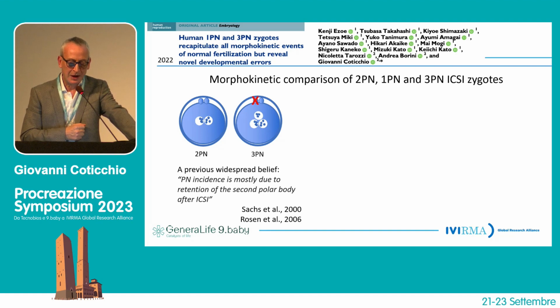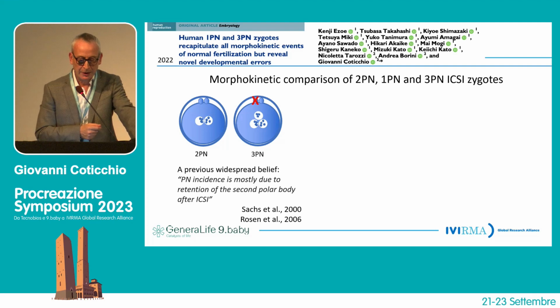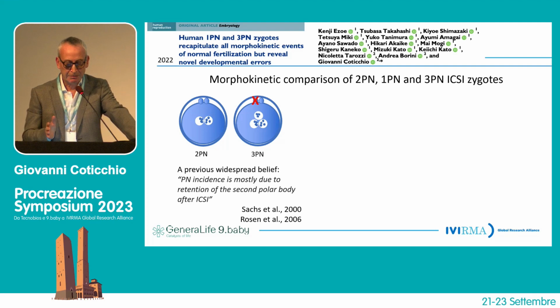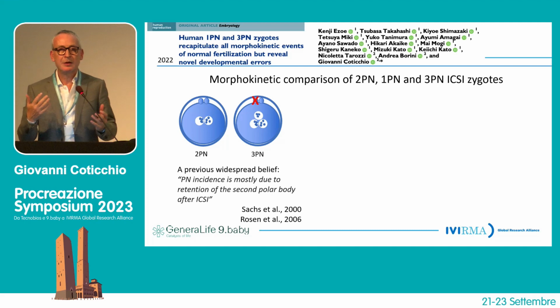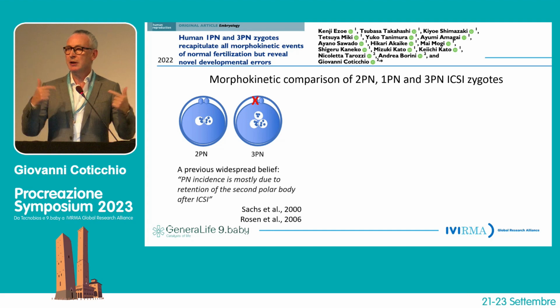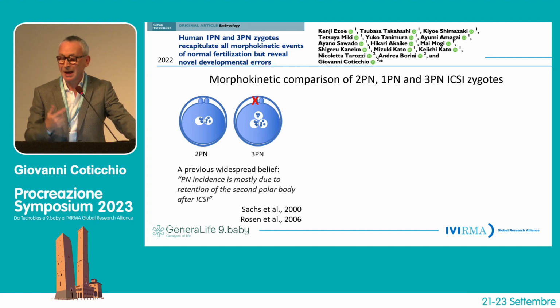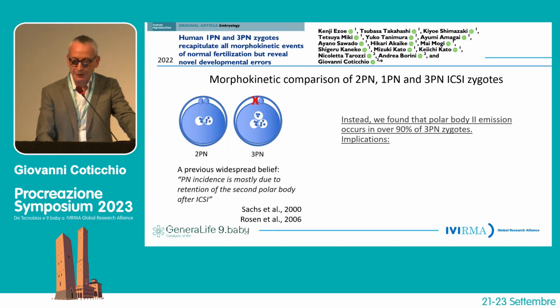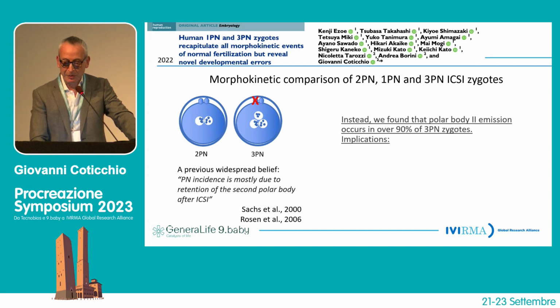For example, we, I think, demolished the previous widespread belief that the PN incidence is mostly due to retention of the second polar body after ICSI. So therefore, 3 PNs occurs when the second set of maternal chromosomes are not extruded and they generate a third pronucleus, simply because the second polar body is not emitted. But in fact, we found that the emission of the second polar body occurs in over 90% of 3PN zygotes. And there are implications for that.